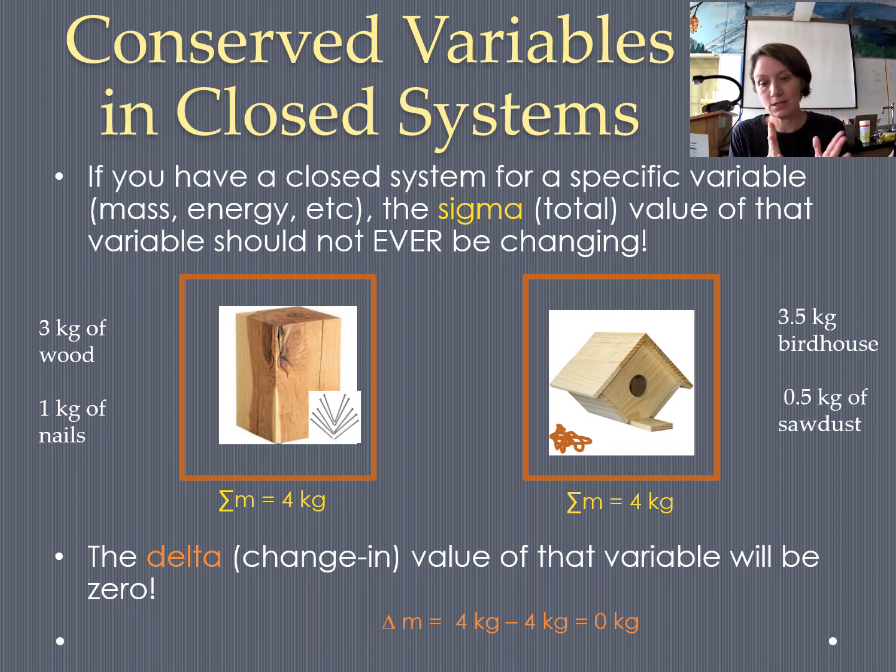We had 4 kilograms at the end. Take away the 4 kilograms at the beginning. We didn't change at all. So for conserved variables in a closed system, sigma will always stay the same, and delta will always be 0, showing that the variable is conserved.